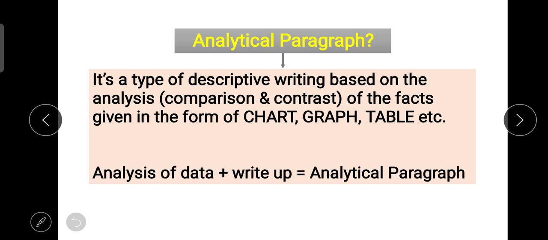Analytical paragraph is a descriptive writing, means it's a form of writing where we need to describe the given data in linguistic form. It's done on the basis of analysis. We do the analysis through comparison and contrast of the given facts. The facts can be given in the form of chart, graph or table. So simply speaking, analysis of the given data plus the resultant write-up put together becomes an analytical paragraph.